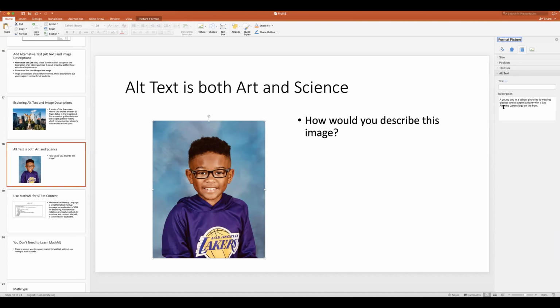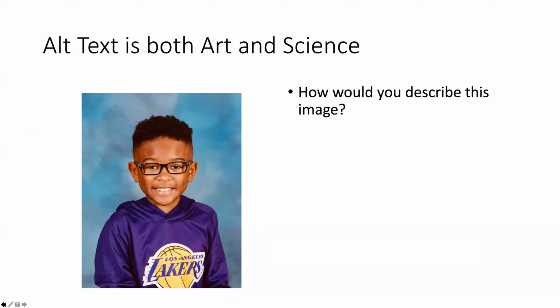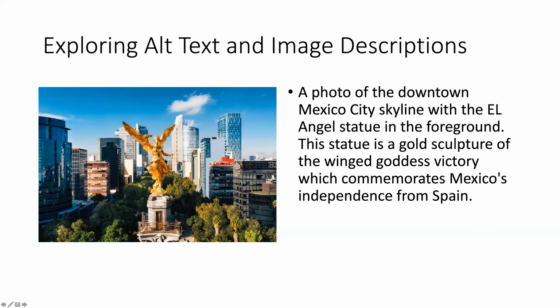So again, our image descriptions and our alt text are going to change depending on the context of why we're using these images, why they're there, what the context of them is. I'd like you to think about image descriptions as being for everybody. And this is a sort of pedagogical thing. But here, I've got this El Angel image. This description is for everybody.